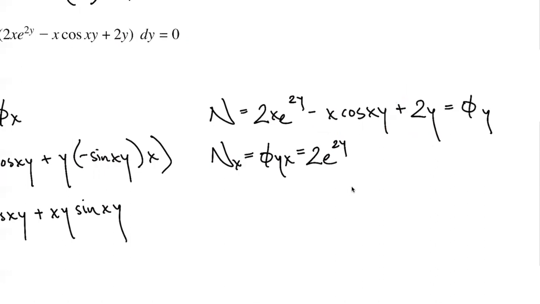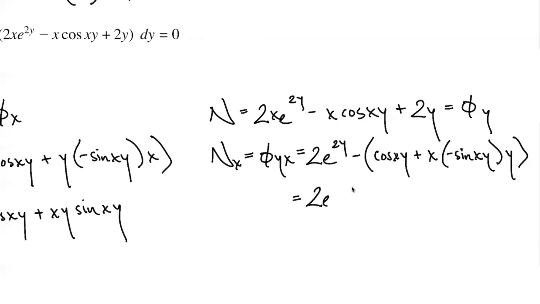So I get minus, let's see, derivative of x is 1, cosine xy, plus x times the derivative of that. And then chain rule gives us an extra y on the end. And then we clean this up a bit: 2e to the 2y minus cosine xy plus xy sine xy.